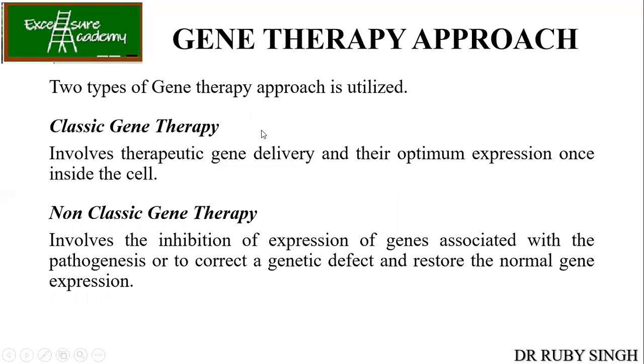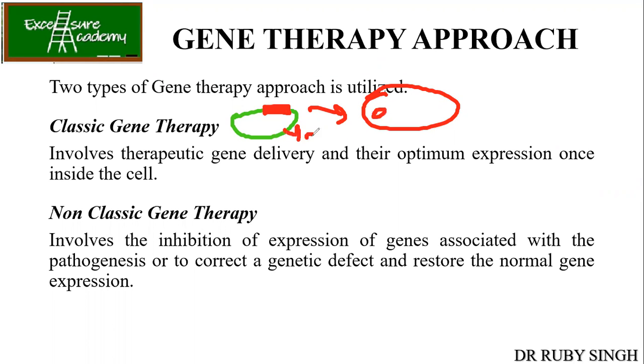Now, the gene therapy approach. Classic gene therapy involves therapeutic gene delivery and optimum expression once inside the cell. So you have the gene. Suppose this is your vector, and this is your gene of interest. This will be transferred inside the host cell. Now it is important to understand that there are two ways, whenever this is getting replicated.